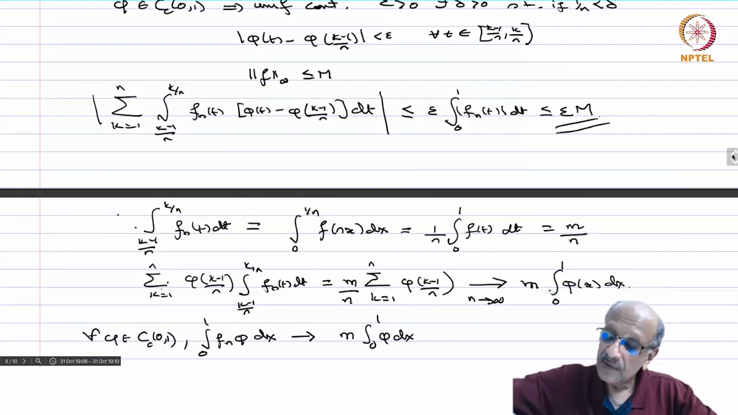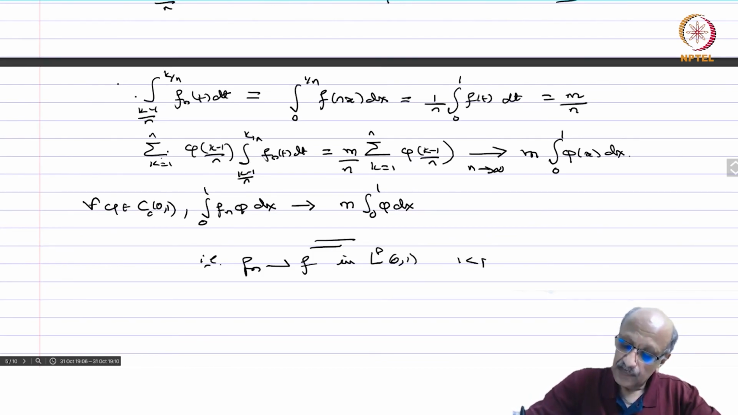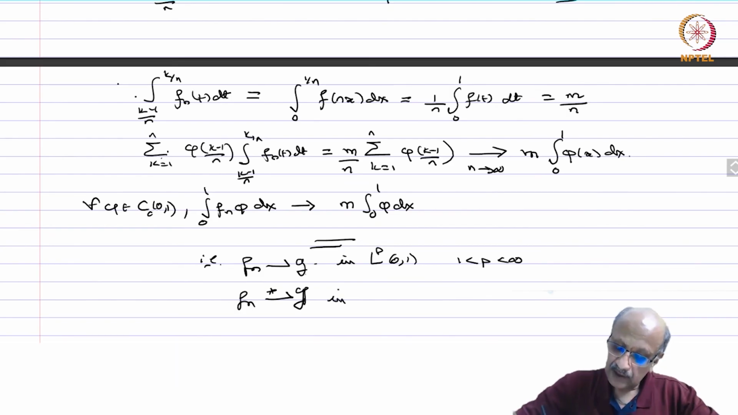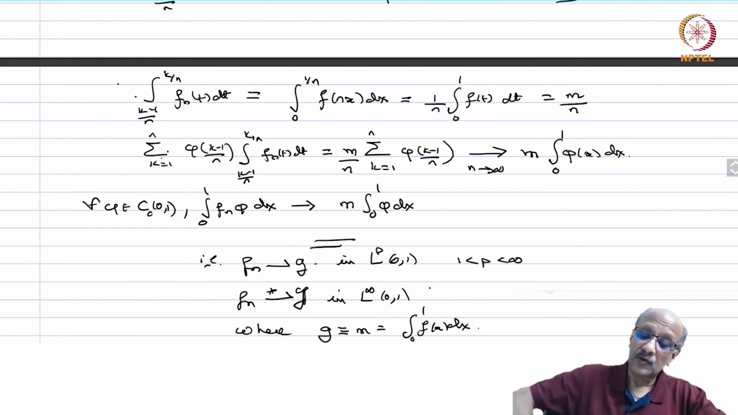And that's precisely what we wanted to show, that f_n goes weakly to g in L^p(0,1), 1 less than p less than infinity, and it goes weak star in L infinity(0,1), where g is identically equal to M, which is the integral from 0 to 1 of f(x) dx. So that is that. We will wind up with this and start the next new chapter next time.